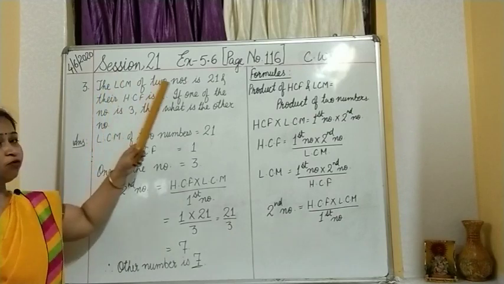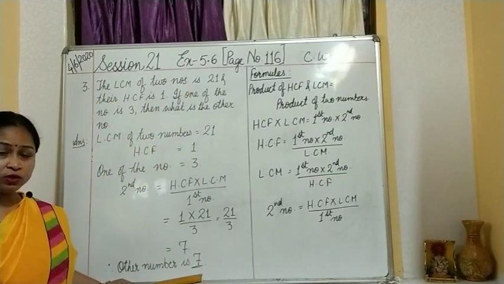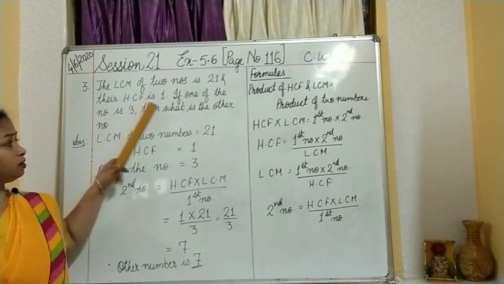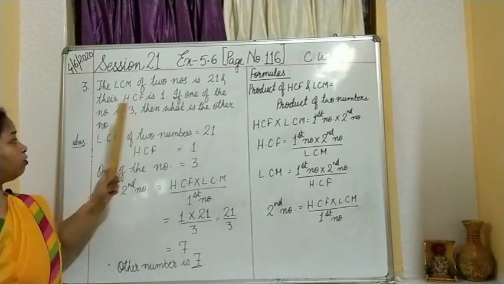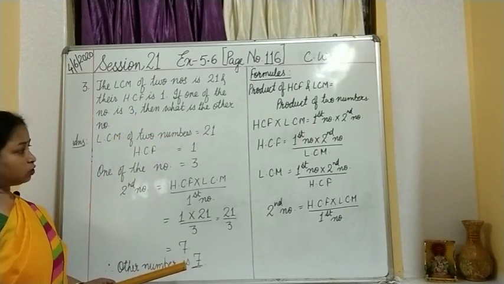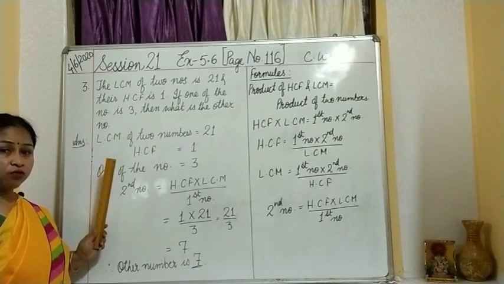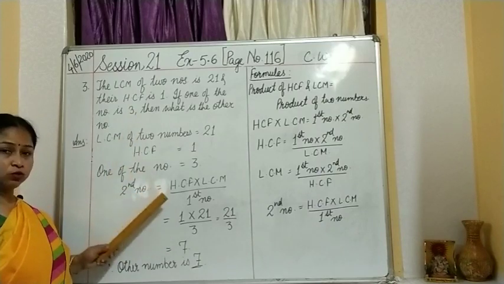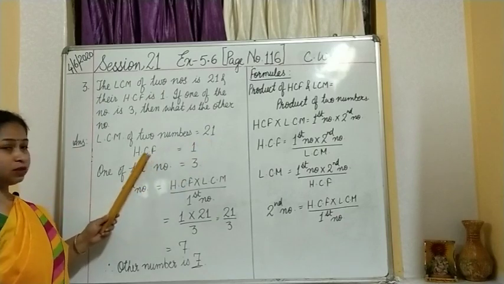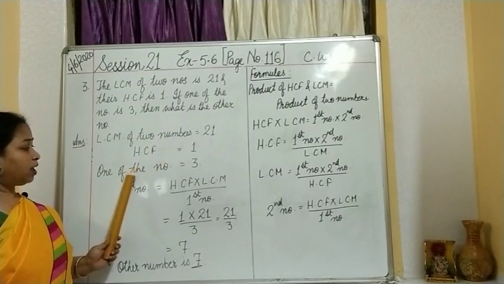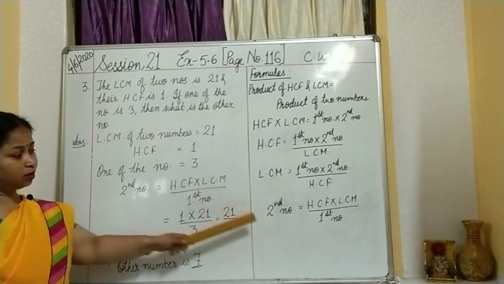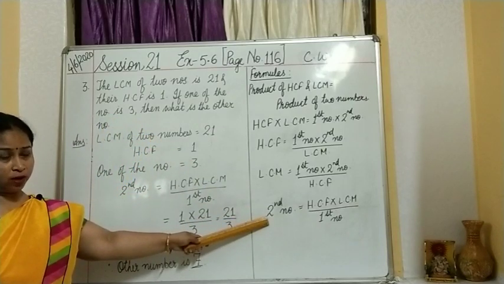Now let us see which formula is applicable for question number 3. The LCM of two numbers is 21. So see children, here LCM is already provided to you and their HCF is 1. If one of the numbers is 3, then what is the other number? Okay, so first note down that LCM of two numbers is 21, HCF is 1 and one of the numbers is 3. So what we have to find out? The second number. This is the formula we are going to apply.